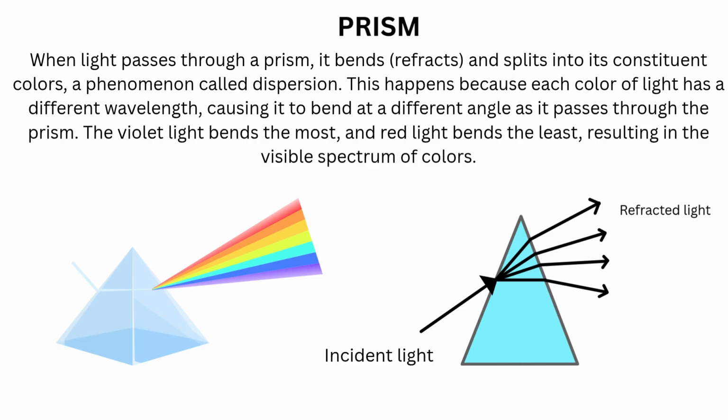Many optical devices, like cameras, microscopes, and telescopes, use prisms. Prisms are used in spectrometers to analyze the spectrum of light in laboratories and research.